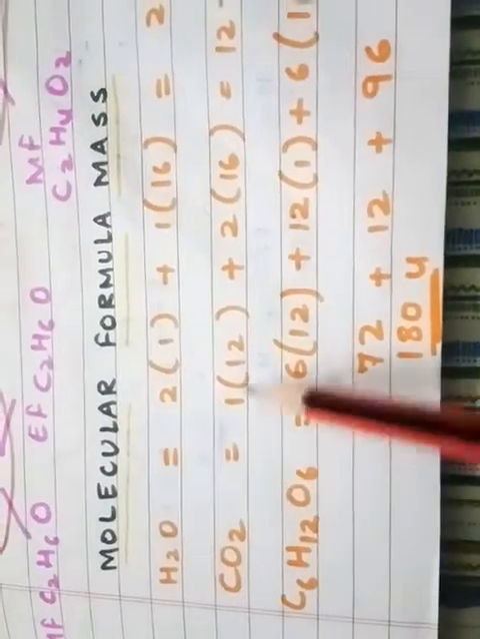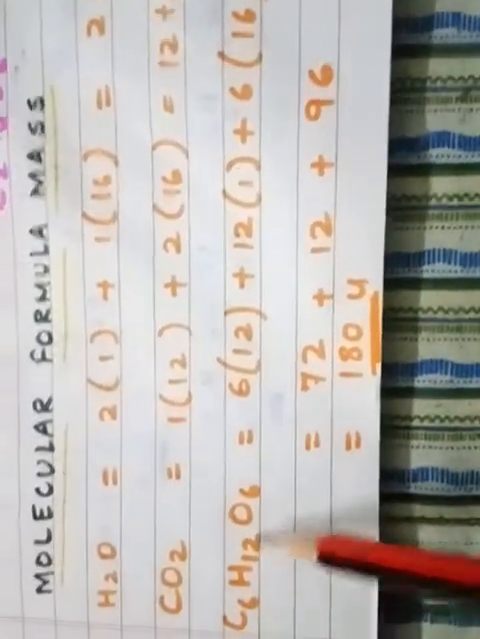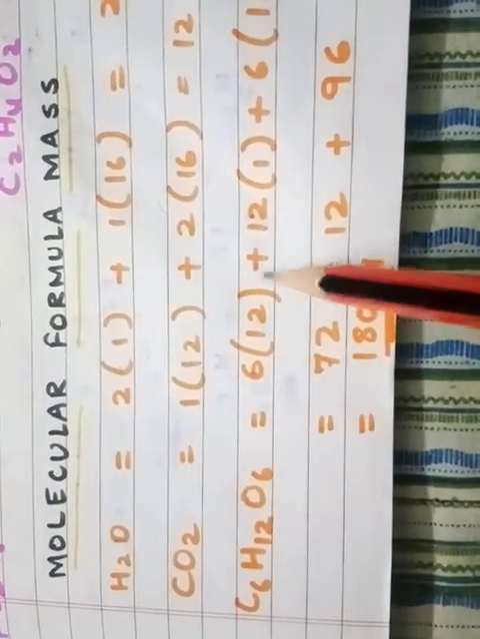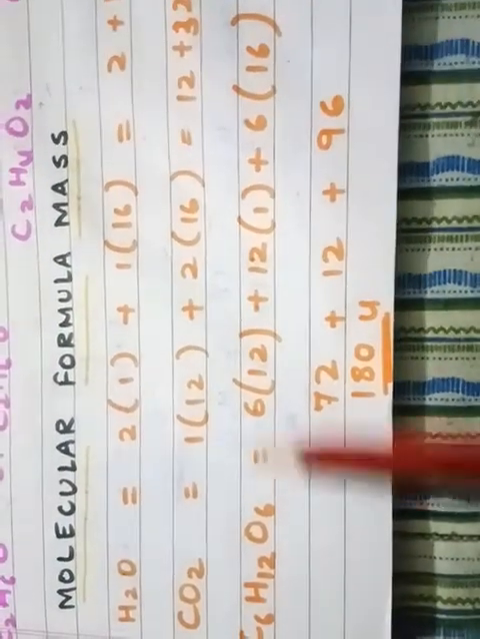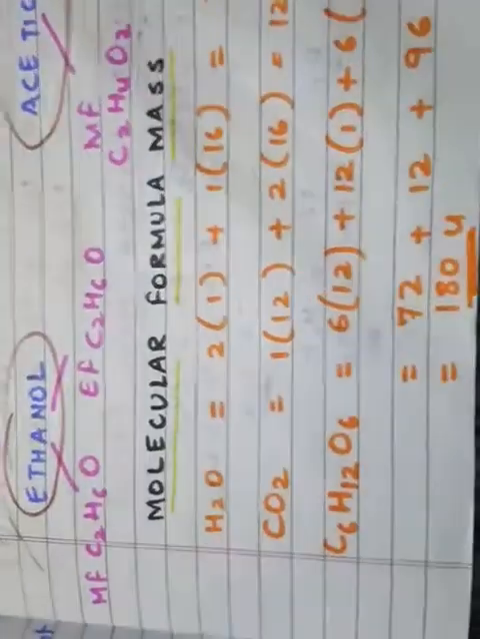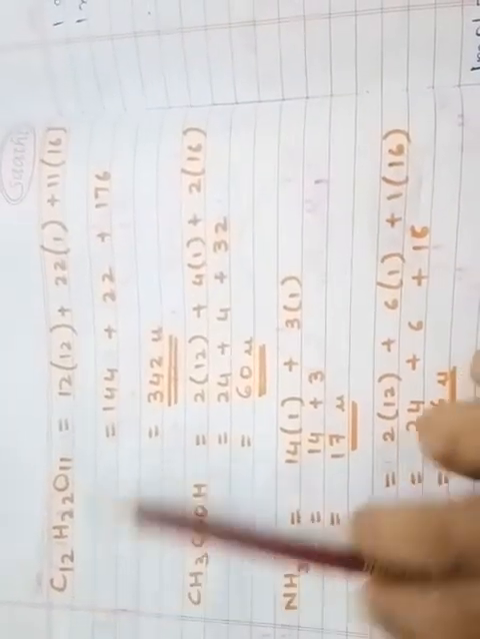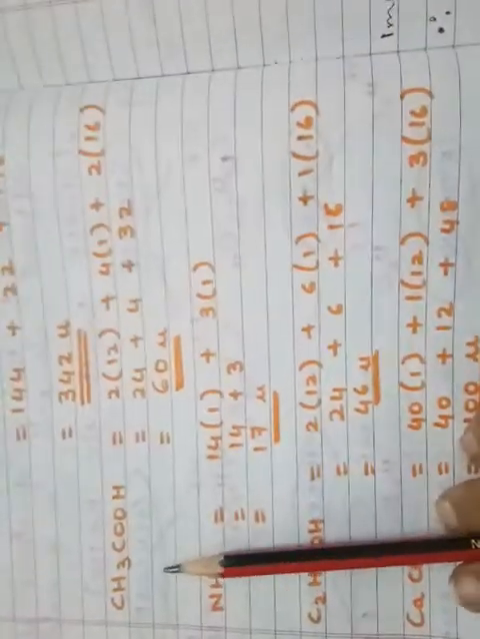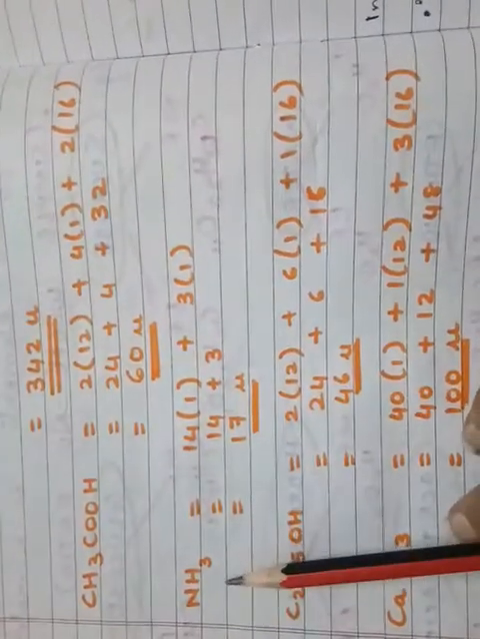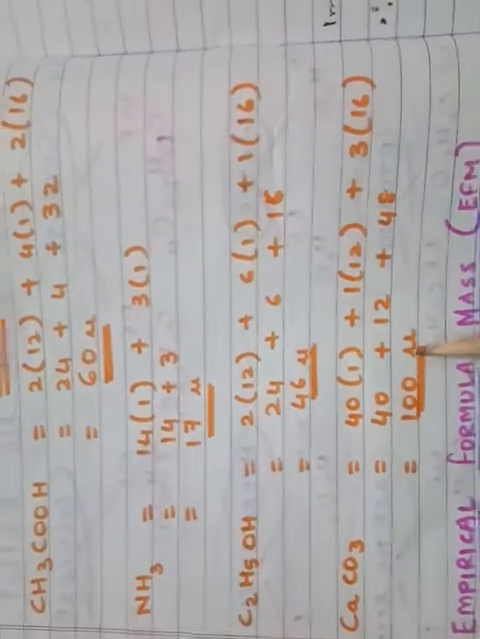Next is carbon dioxide. One carbon has a mass 12, 2 oxygen with mass 16, so 2 into 16, 32 plus 12, that is 44U. C6H12O6 is for glucose, 6 into 12 plus 12 into 1 plus 6 into 16, that is 72 plus 12 plus 96, which is 180U. So similarly, the molecular mass we can find for the remaining compounds. For another example, sucrose C12H22O11, it has a molecular mass of 342. Acetic acid has a mass of 60. NH3 17U. Ethanol 46U. Calcium carbonate 100U.